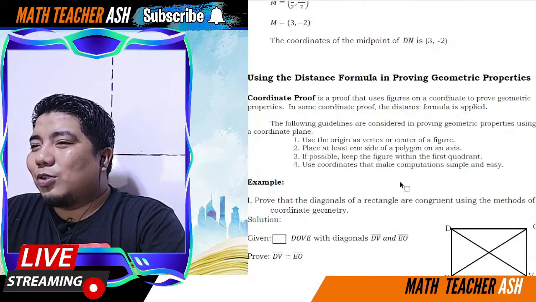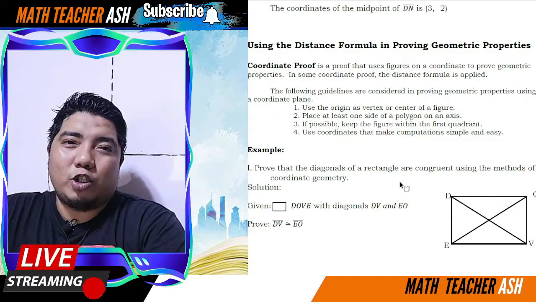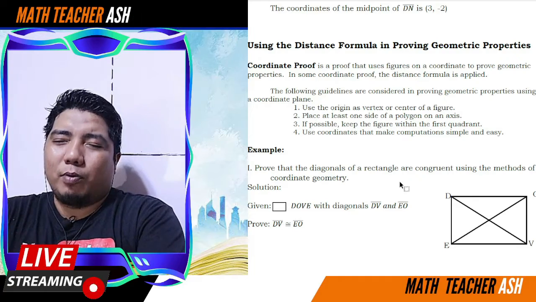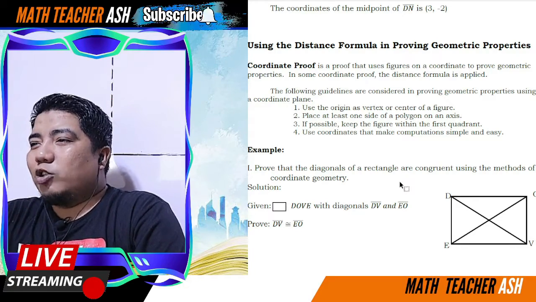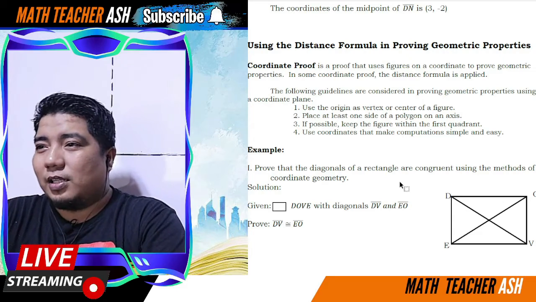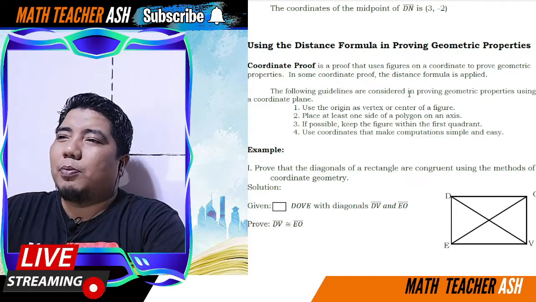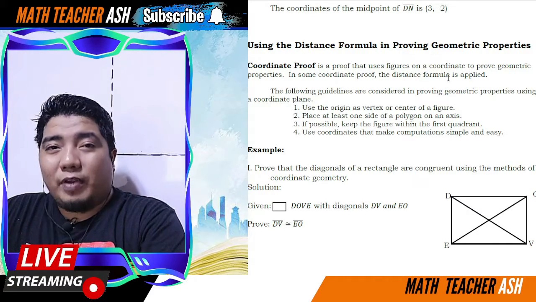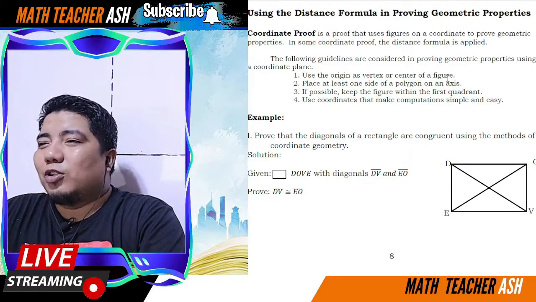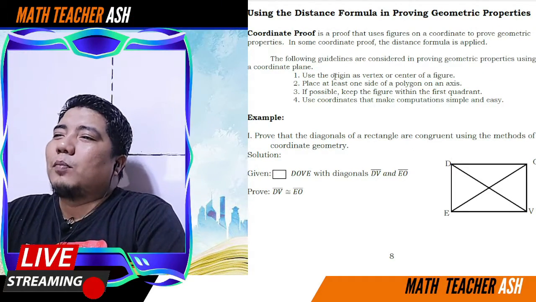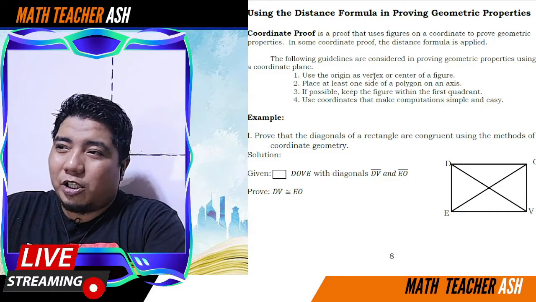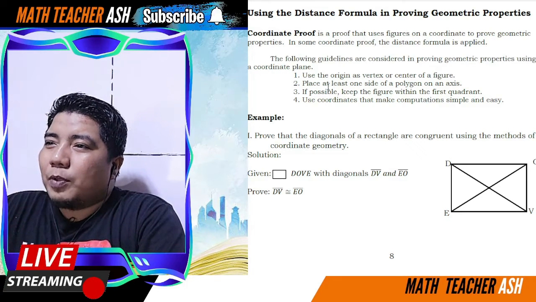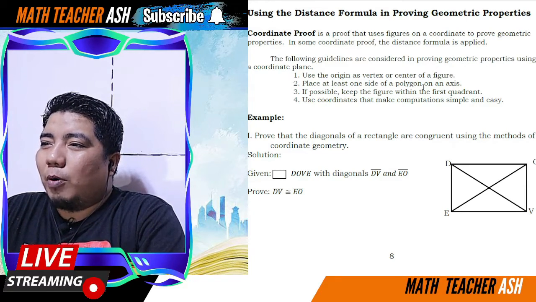Okay, so now let us go to using the distance formula in proving geometric properties. Okay, so we have here the coordinate proof. So, how do we prove geometric properties using the distance formula? With the use of the coordinate proof, it uses geometric properties in proving figures in the coordinate plane. Alright, so what should we consider? First of all, we use the origin, 0, 0, as the vertex or center of the figure. Okay? Second, we place at least one side of a polygon on an axis.